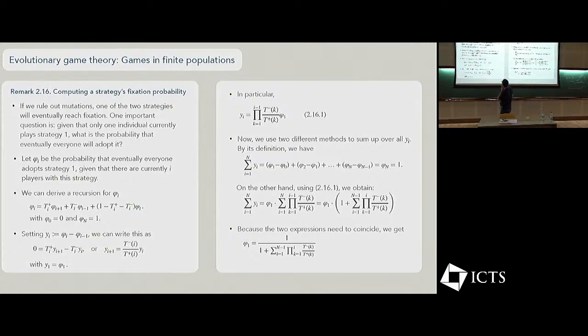So I is the number of players with strategy 1. T plus is the probability that in one step, the number of players with strategy 1 moves up by 1. And phi I is the probability that I reach fixation, given that in the population there are currently I plus 1 players with strategy 1. I believe it's correct.